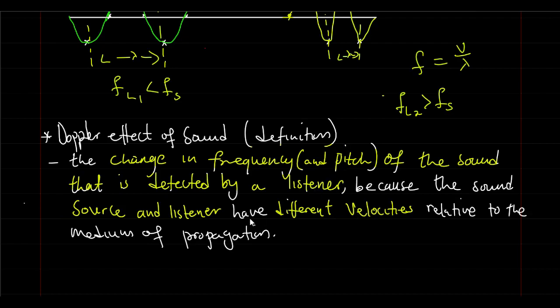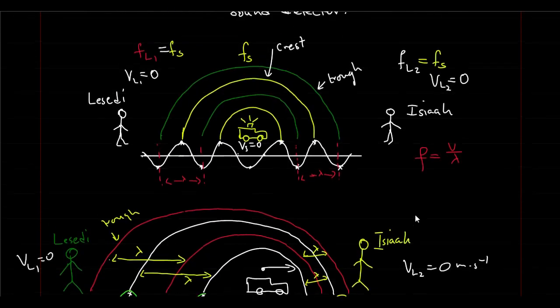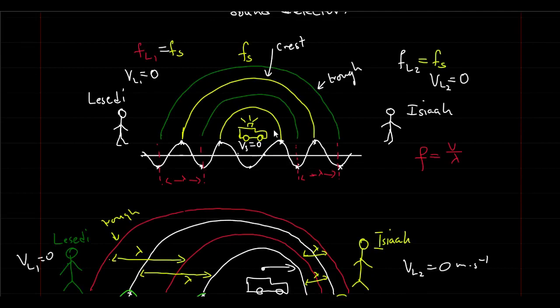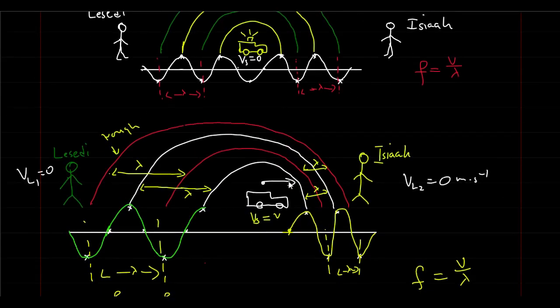So now the medium of propagation they are talking about is, for example, air. The waves that are being emitted by the siren are traveling through air. So the medium of propagation here is air, and the speed of sound in air is usually 340 meters per second.